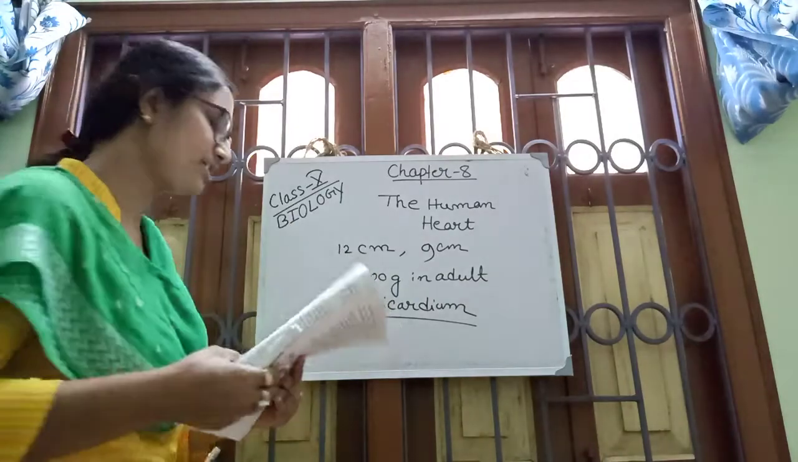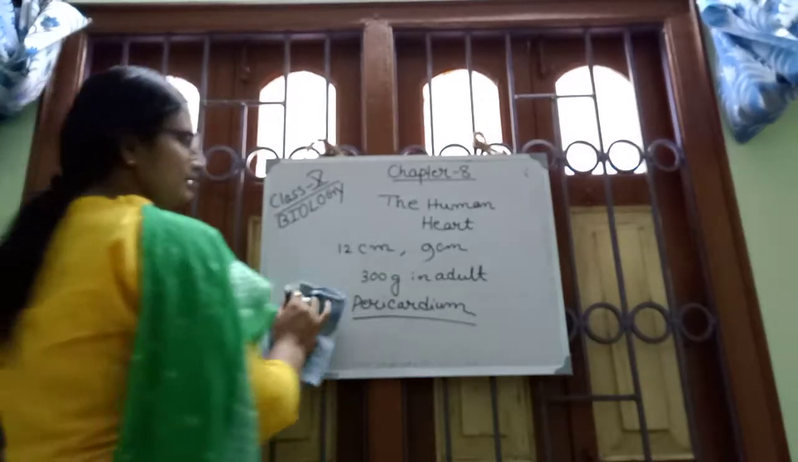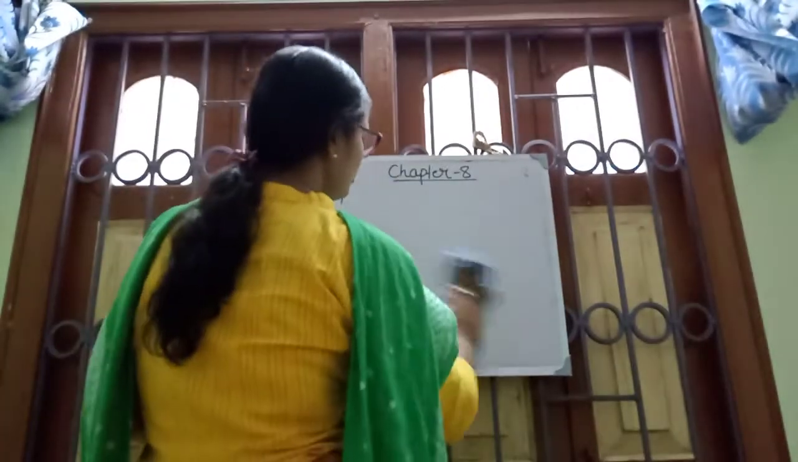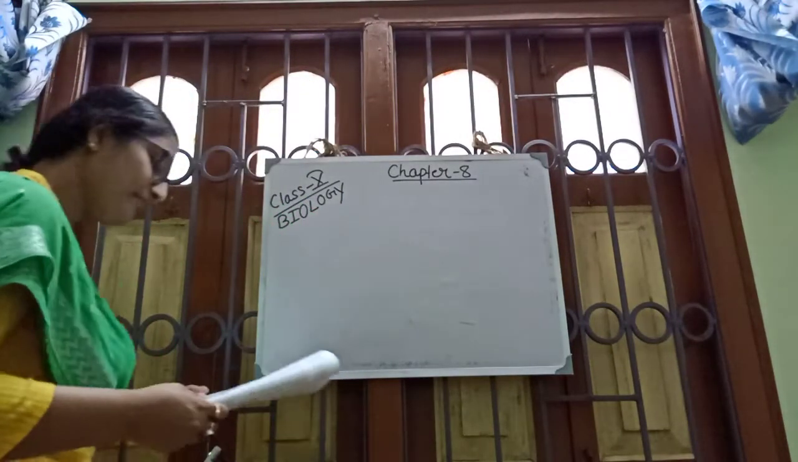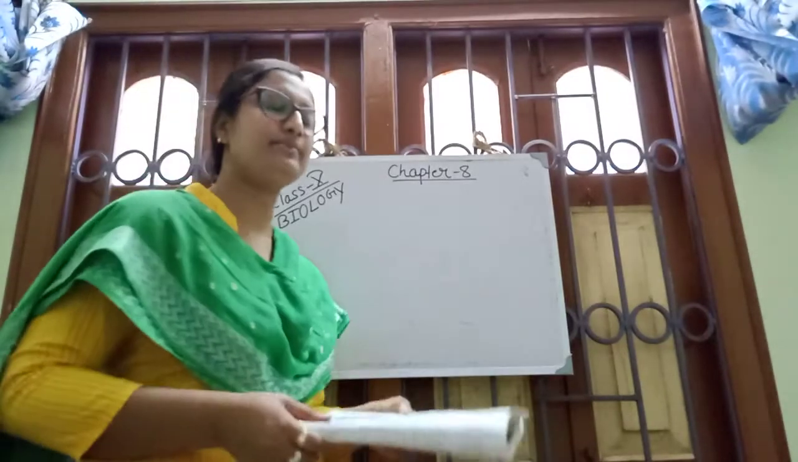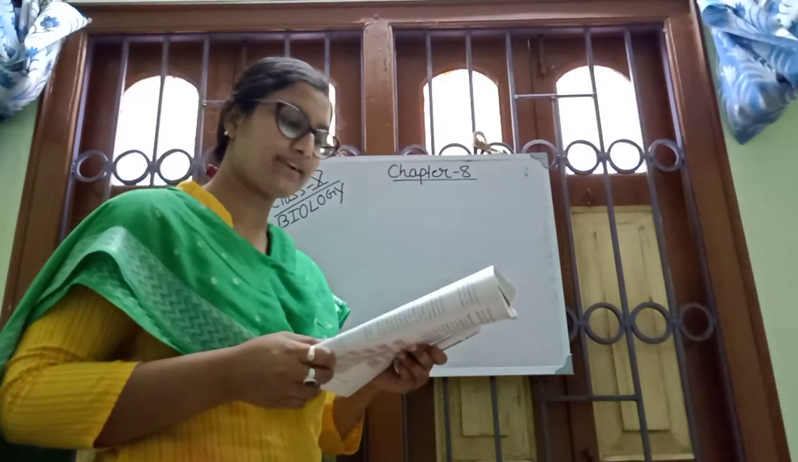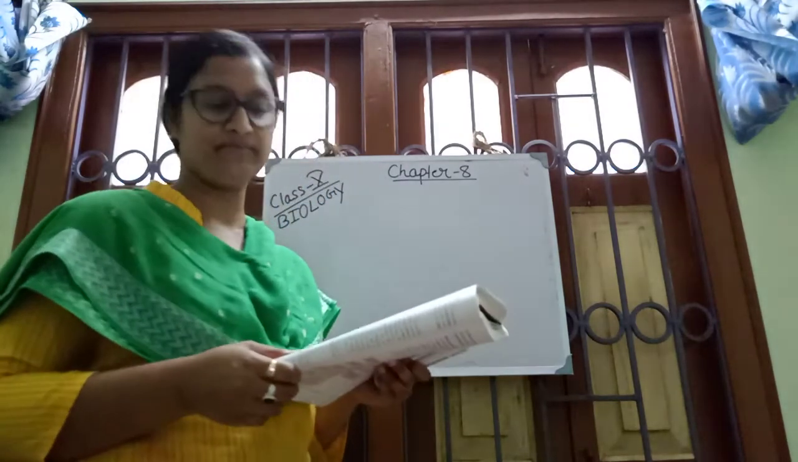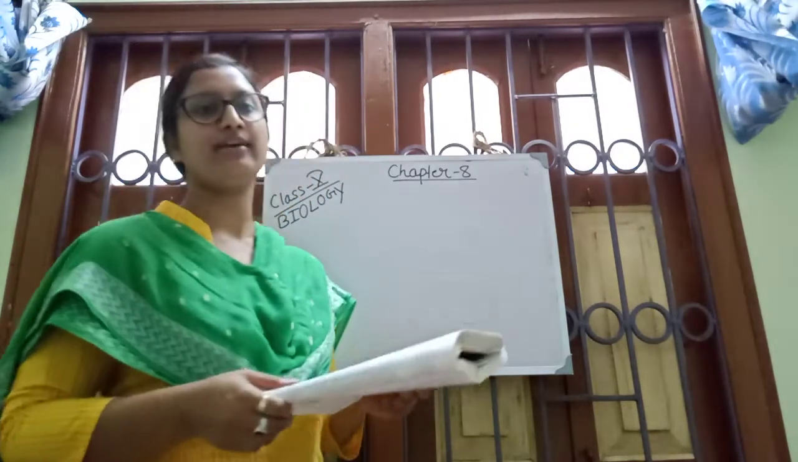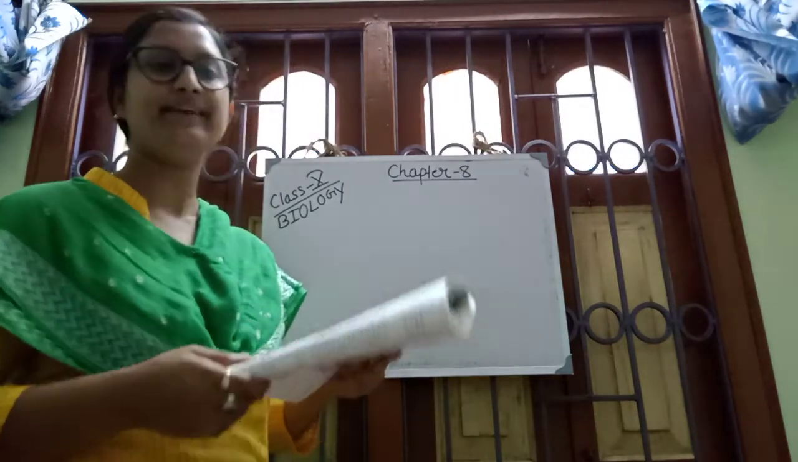Now the external structure of the heart. The external structure shows four chambers, separated into two halves, the right half and the left half. Each half consists of two chambers: the upper chambers are called the auricles, and the lower chambers are called the ventricles.